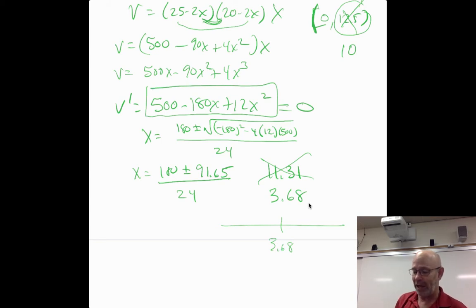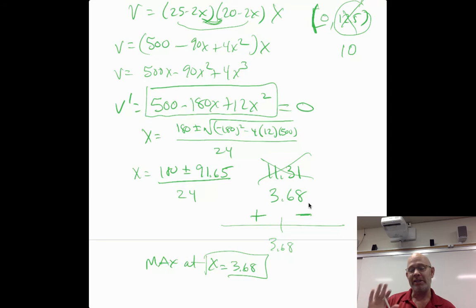500 minus 180 plus 12 is a positive number. You put in a number like 4 into that. 500 minus 180 times 4 plus the 12 times the 4 squared is going to be a negative number. You can just check that on your calculator if you don't believe me. So we got a maximum at x equals 3.68.